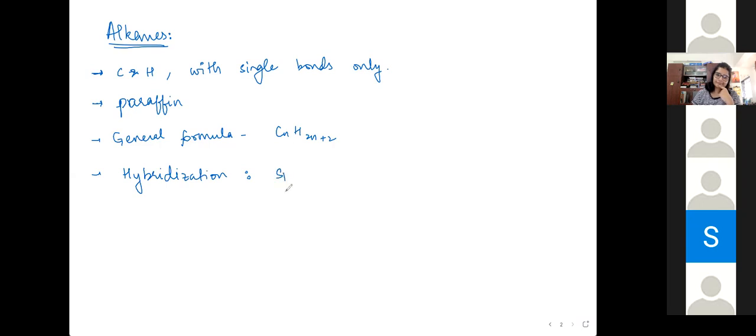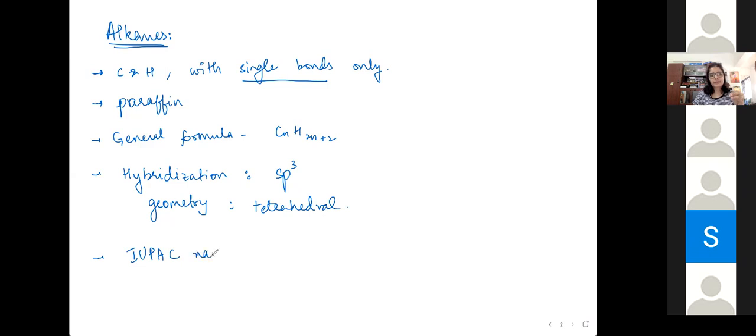sp3, because single bonds only, sp3. So that's why the geometry is going to be tetrahedral. Tetrahedral, correct. Okay. What else? IUPAC name. Do they have any special suffix? Like what is the format? They're literally alkanes. End with -ane.